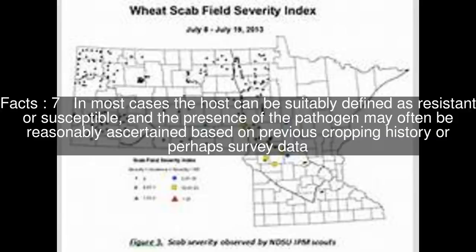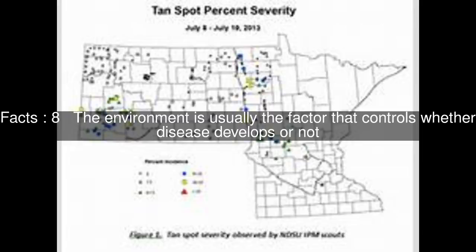In most cases the host can be suitably defined as resistant or susceptible, and the presence of the pathogen may often be reasonably ascertained based on previous cropping history or perhaps survey data. The environment is usually the factor that controls whether disease develops or not.